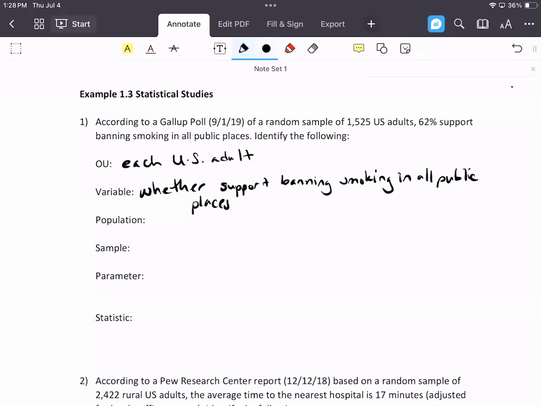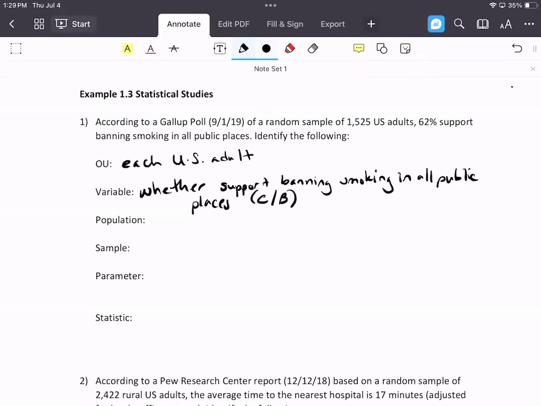Now, it doesn't specifically ask, but let's identify whether this is a categorical or quantitative variable. Well, let's see. Whether they support banning smoking in all public places. Well, either you do or you don't. We assume that there are just the two options, that no opinion is not an option unless you're specifically told. So this would be categorical in nature. There are no numbers to average that would make sense. Is it binary or is it not? Well, there's two options, either support or don't support. So I would also say that it is categorical and it's binary.